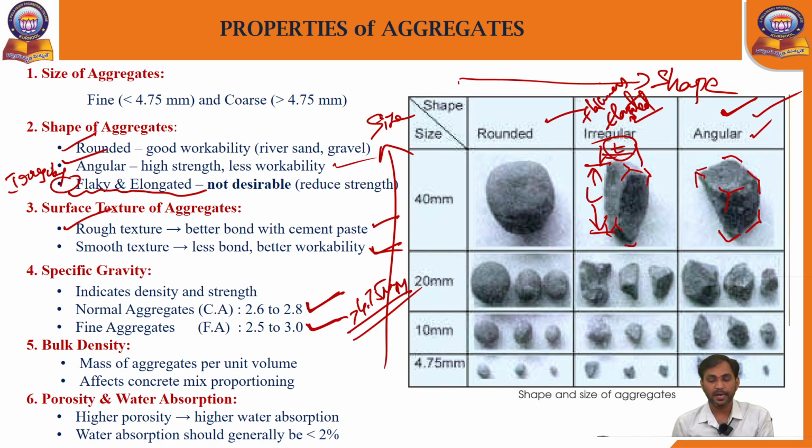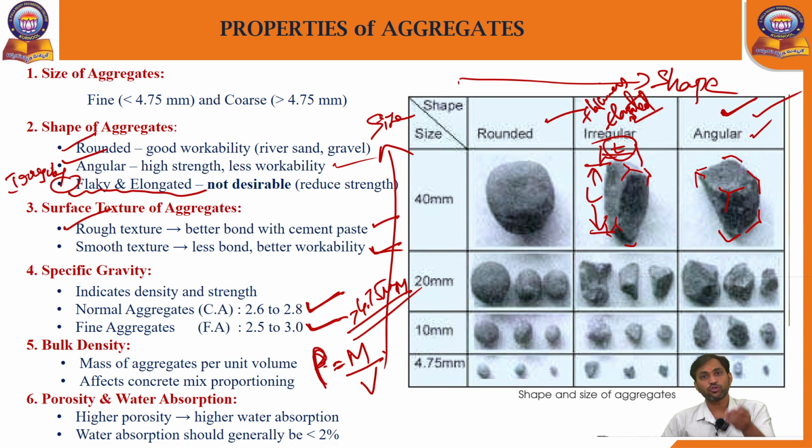Okay, next, bulk density. What is meant by density? Density equals mass by volume. It affects concrete mix proportioning. Next, porosity and water absorption. A highly porous nature will provide high water absorption. Porous nature means air voids are present in the aggregate particles, like porous stone.